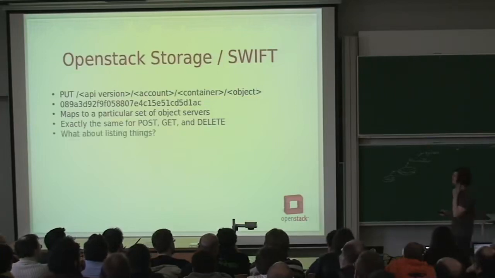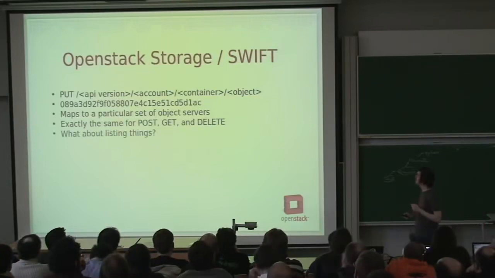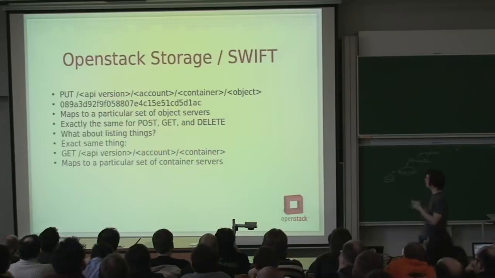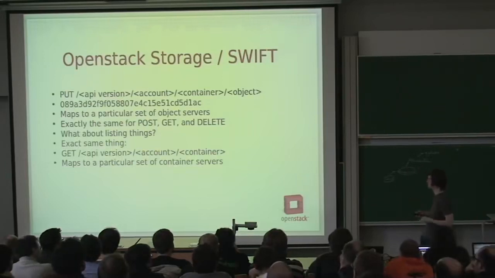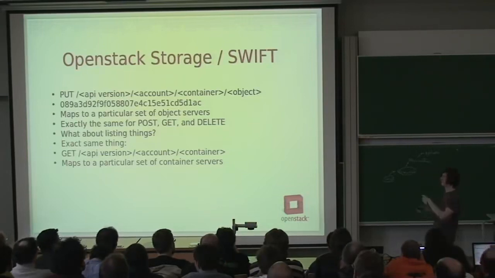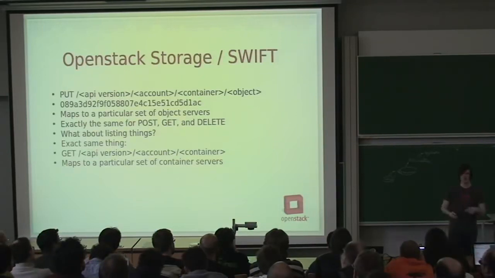When you want to find which objects you have in your container, you do a GET. The API version is not that important. Account name, that's Soren. Container, that's where's. And what happens is that it takes these two elements, applies the same logic, takes the MD5 sum, and that maps uniquely to 3 container servers.